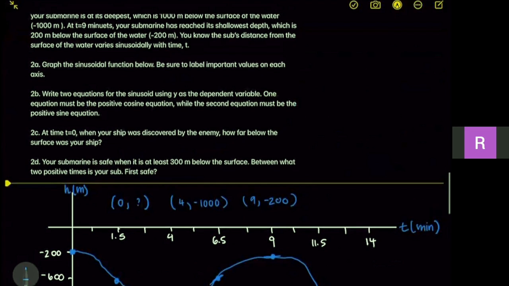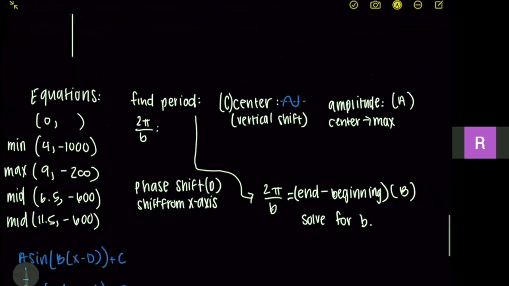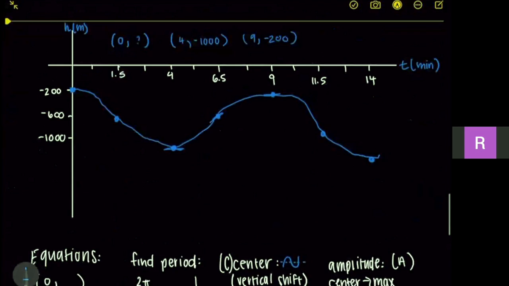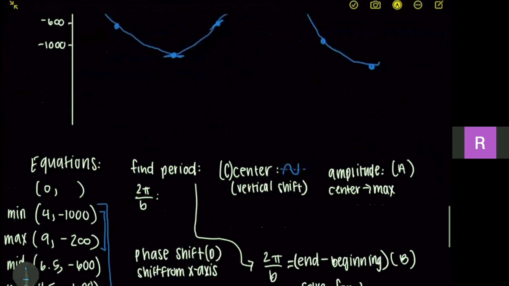Question 2b says to write 2 equations for the sinusoid using y as a dependent variable. One equation must be the positive cosine equation, while the second equation must be the positive sine equation. So to find equations, we have these points here, right? These first 2 are the minimum and maximum given to us in the paragraph, and the second 2 are midpoints that we found using the average of the minimum and the maximum.